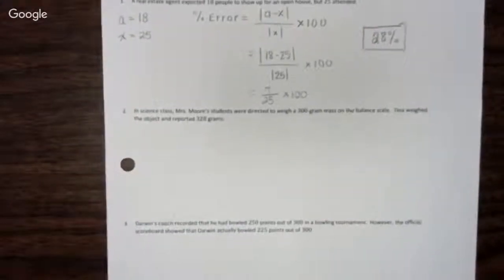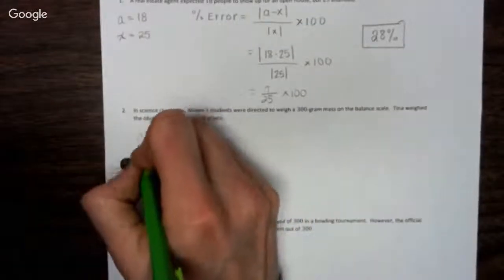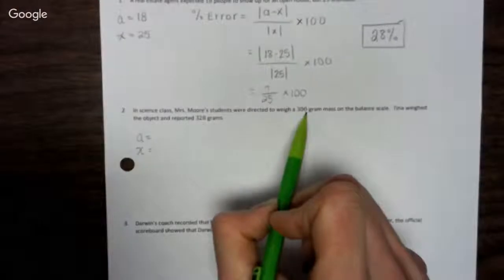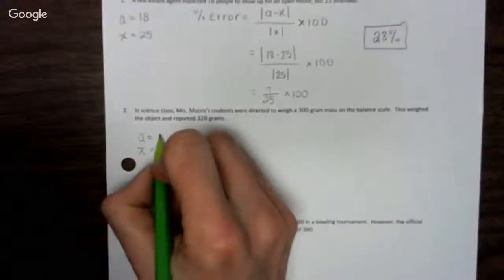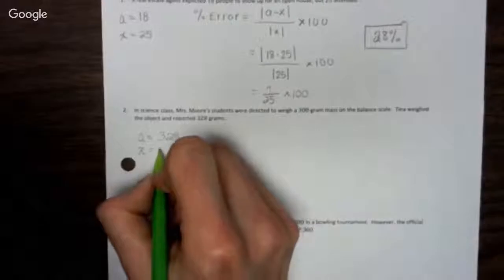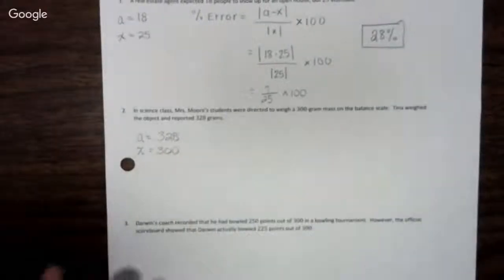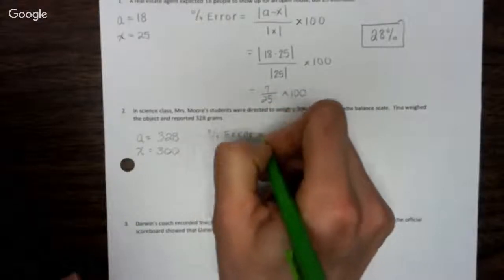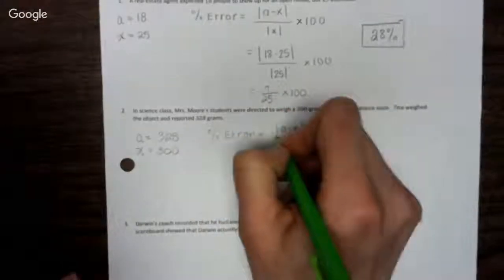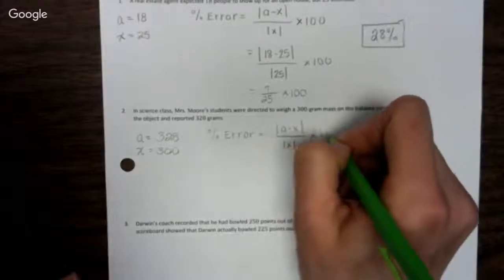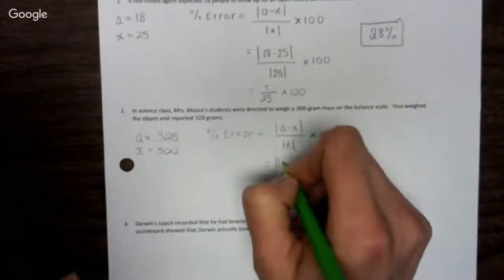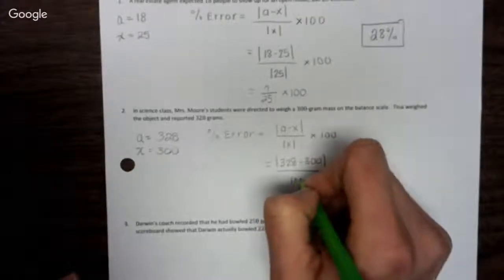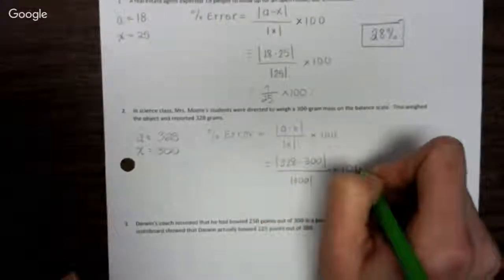All right, number 2. We need to know what is my approximate, what is my exact. So Mrs. Moore's students were directed to weigh a 300-gram mass. They weighed it at 328. So the 328 is what they weighed. 300 was the exact measurement. So let's find the percent error. So A minus X over X times 100. So 328 minus 300 over the absolute value of 300 times 100.